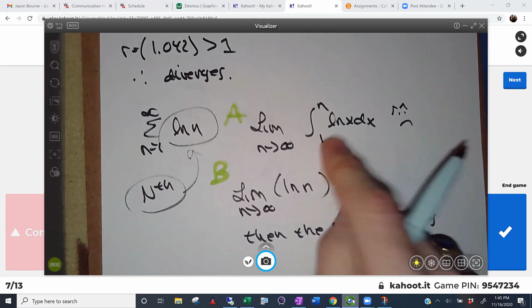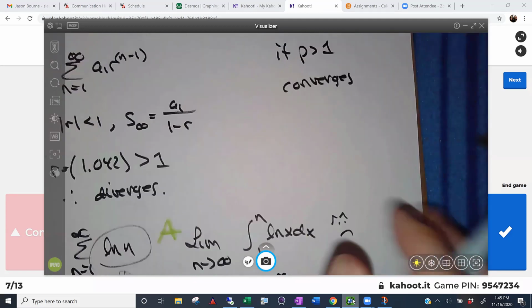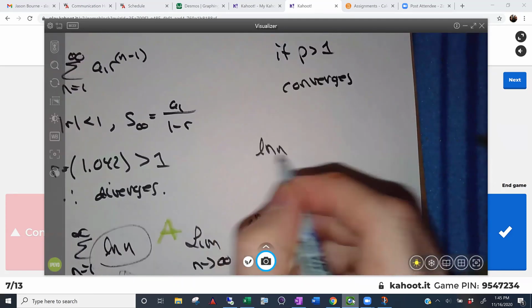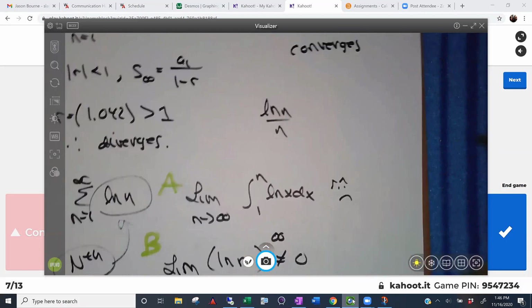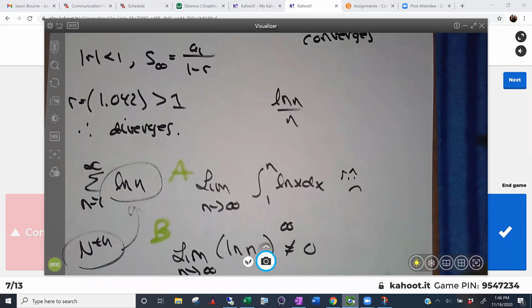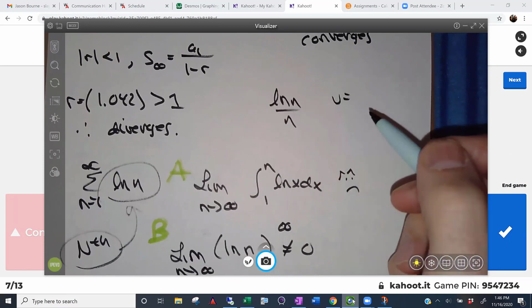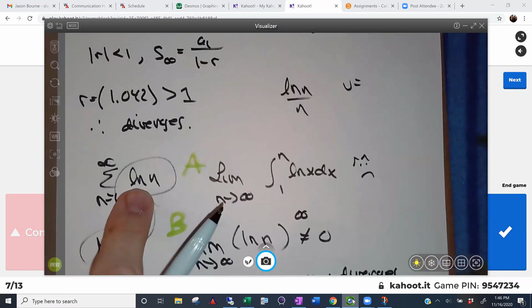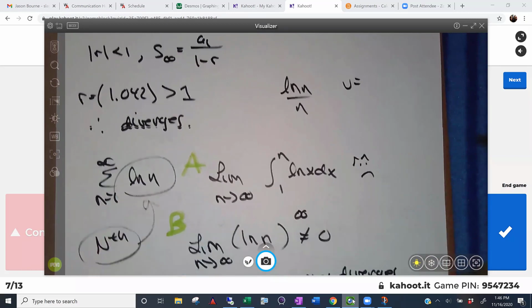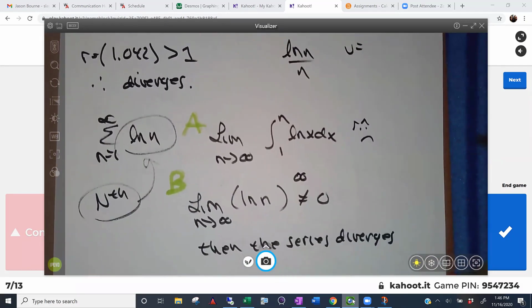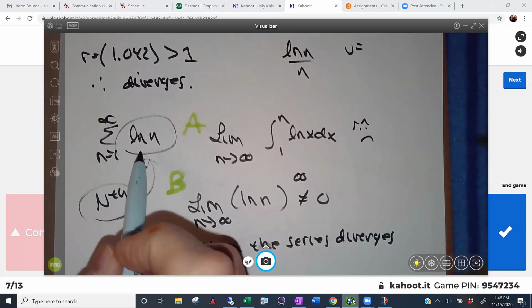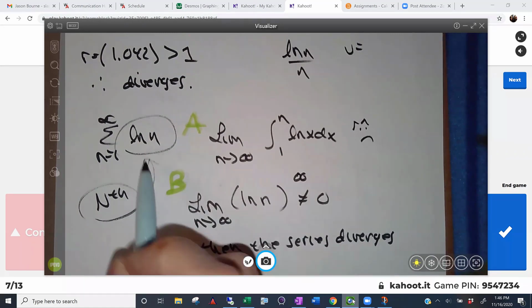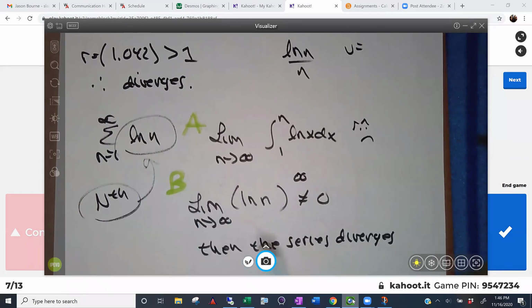So, Matt, you're also right that if I had a divided by n, then that's set up beautifully for an integral test, because then you can do a u substitution. So that is true, but I did mean what I wanted here, which is just the ln. These terms do not approach zero as n approaches infinity, so it can't converge.